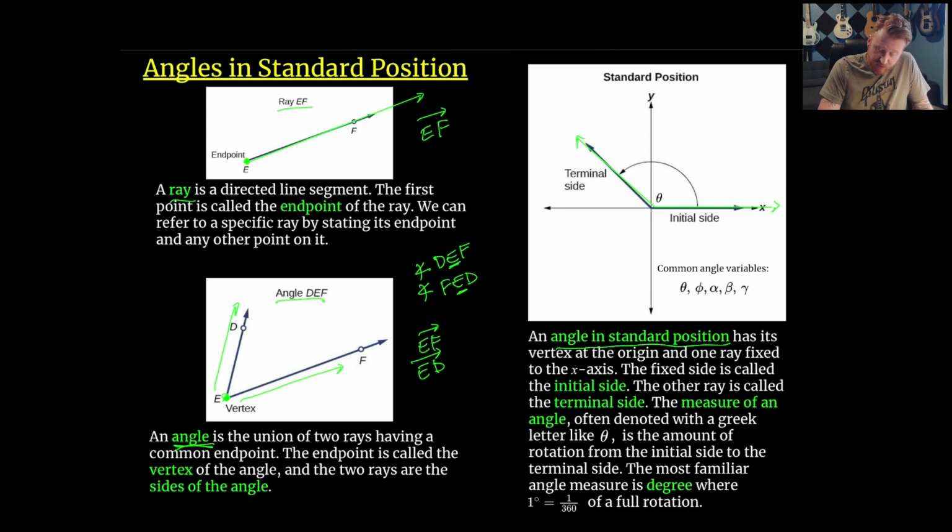And then what we're often looking for is the measure of this angle. We usually denote it with some sort of Greek letter. So here I've got a theta. That's a theta, and it tells us the amount of rotation from the initial side to the terminal side.